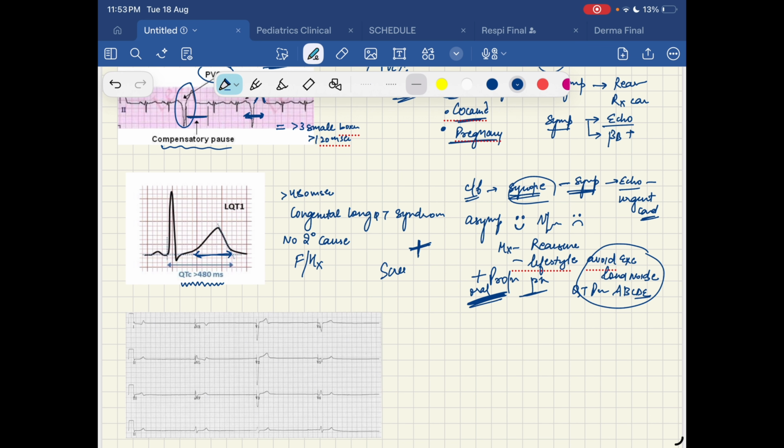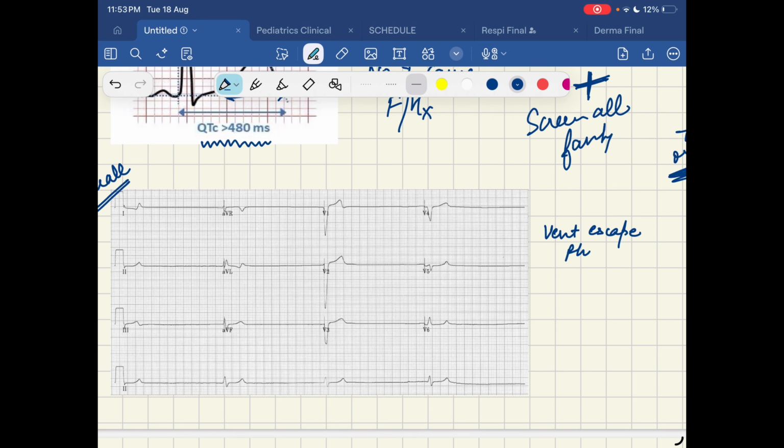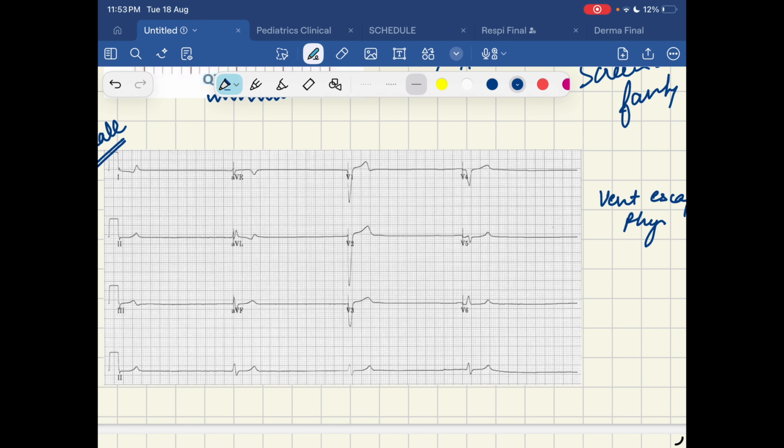Next important one, which is a recall question. This is a ventricular escape rhythm. Can you see the heart rate of this ECG is very low? Can you just calculate it? It'll come out to be very, very low. So 1, 2, 3, 4, maybe it's just around 20 or 30, such a low heart rate. So the heart rate is very low.